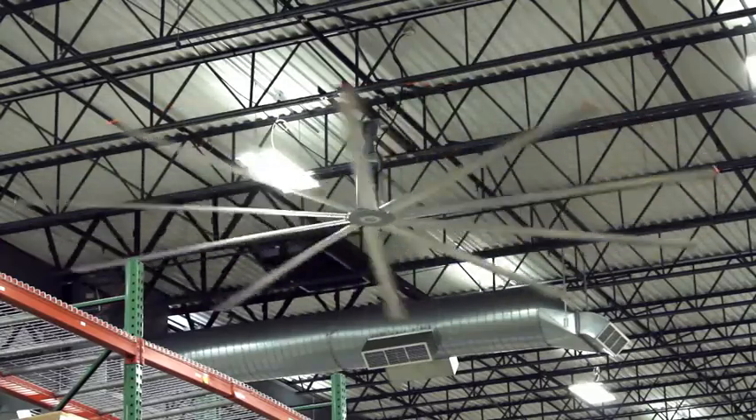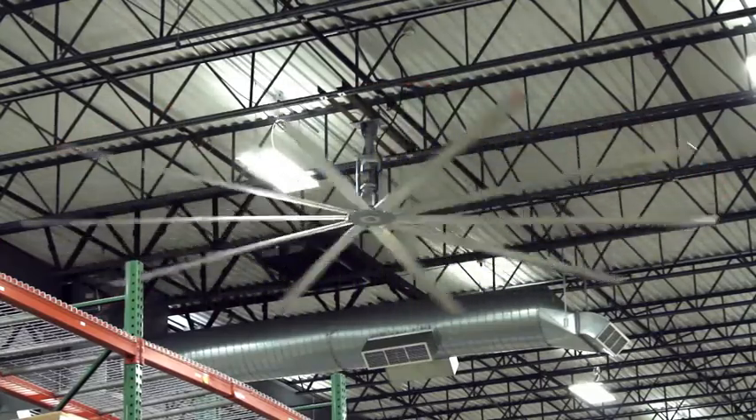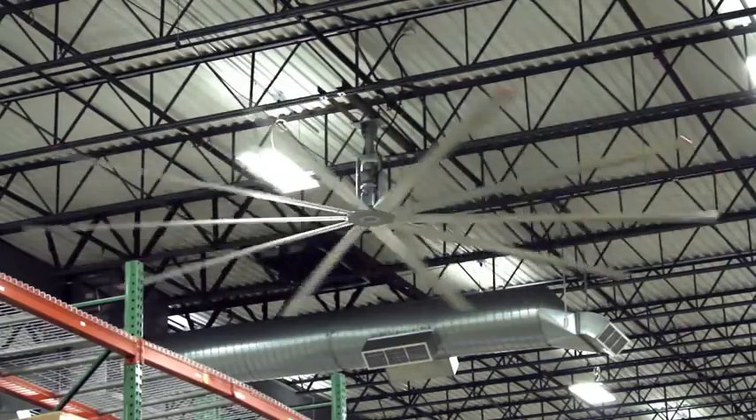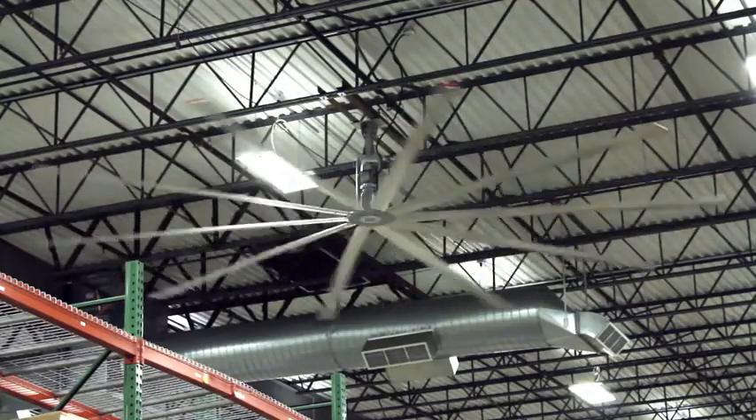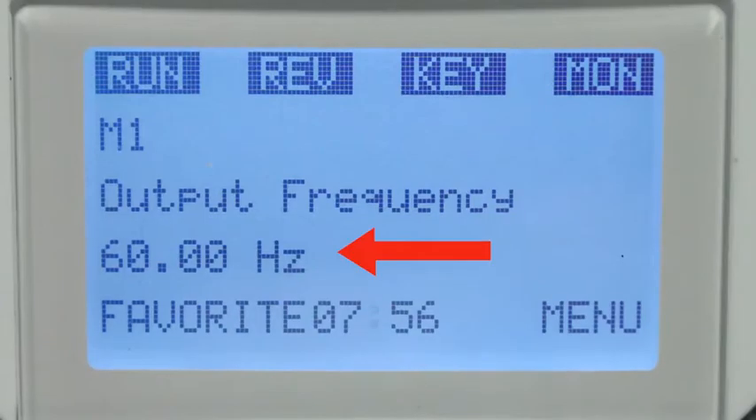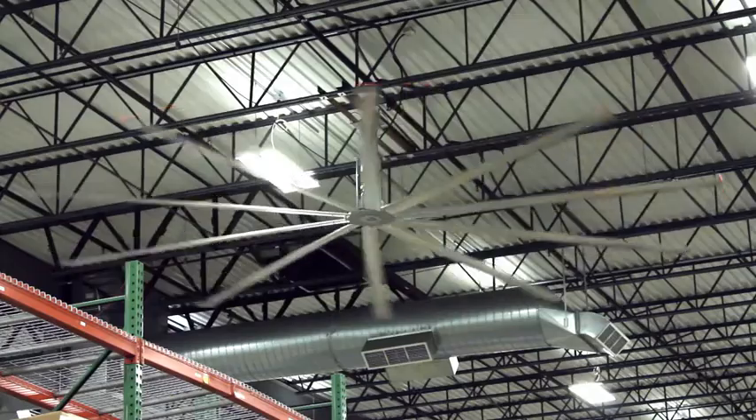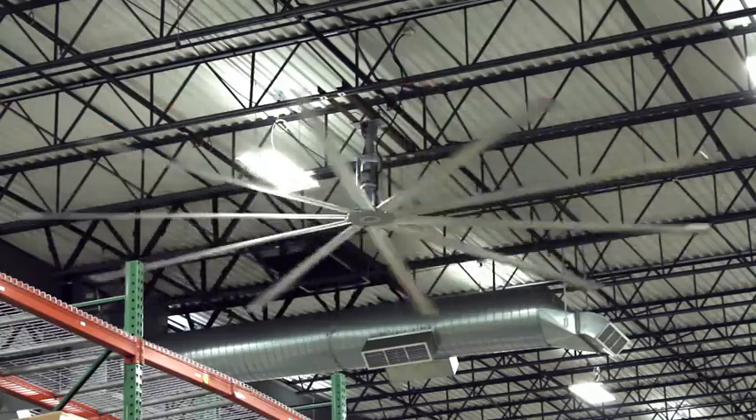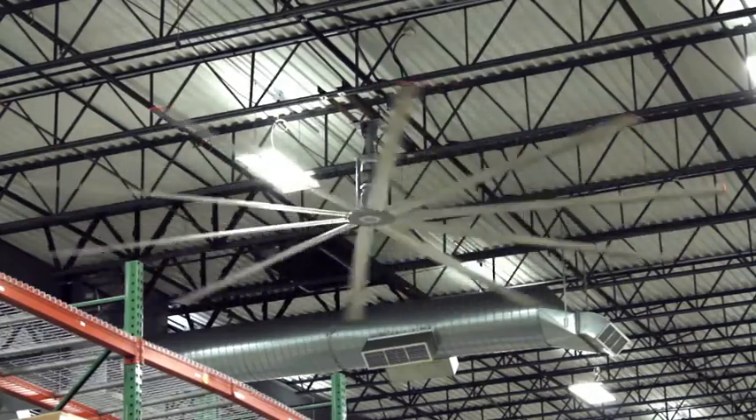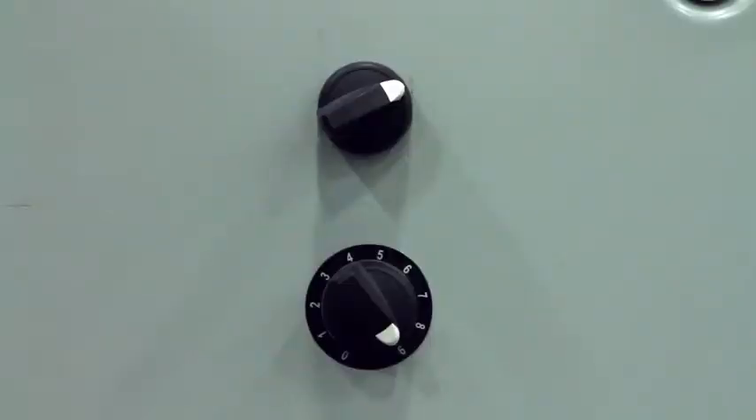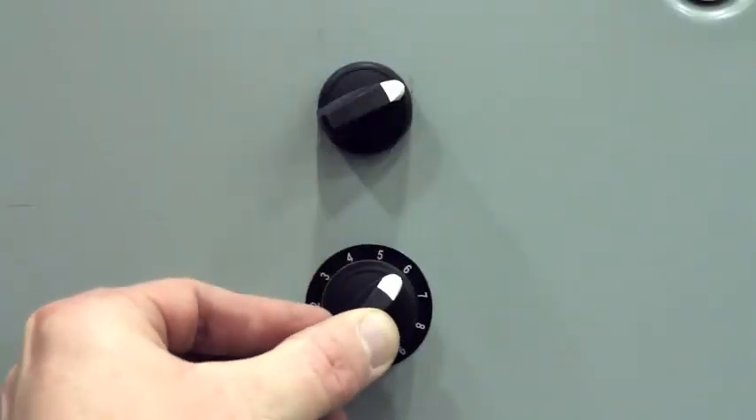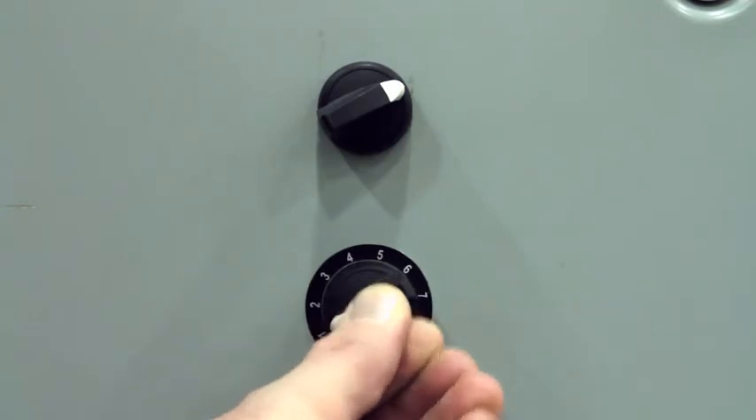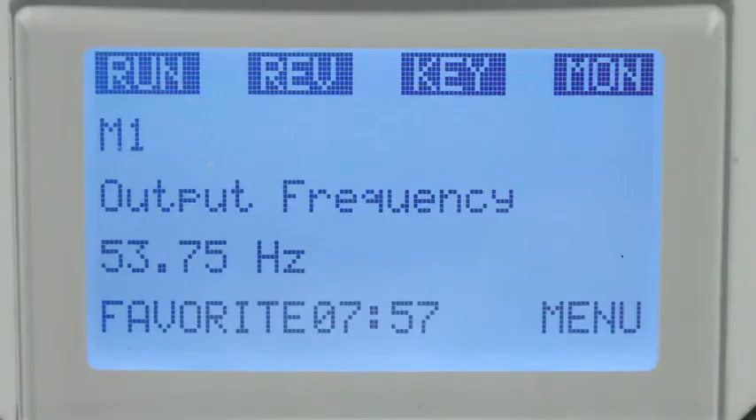Why would you want to change the speed of the motor? Well, consider this example of a large ceiling fan in this manufacturing facility, used to keep the employees cool. With the motor running at our standard 60 Hz, the fan is spinning at full speed. This may be great for the middle of summer, but not so great for the middle of winter. When the temperature is cooler and the full capacity of the fan isn't needed, we can use a VFD to lower the frequency of the motor to a more appropriate fan speed.